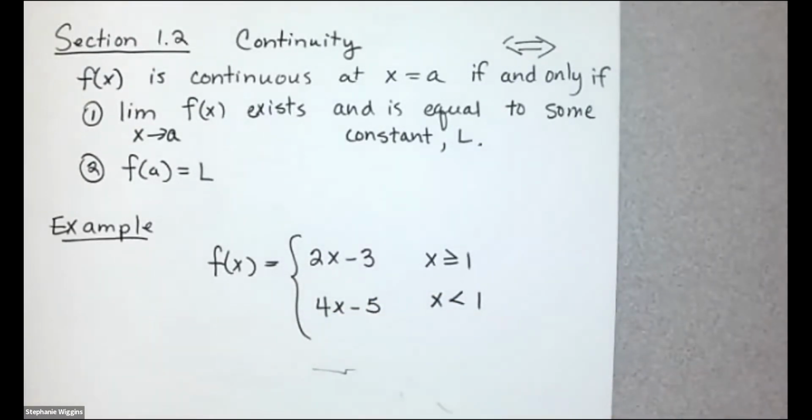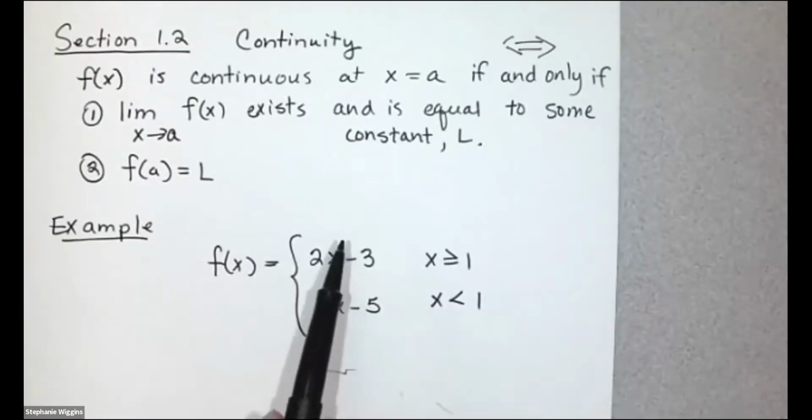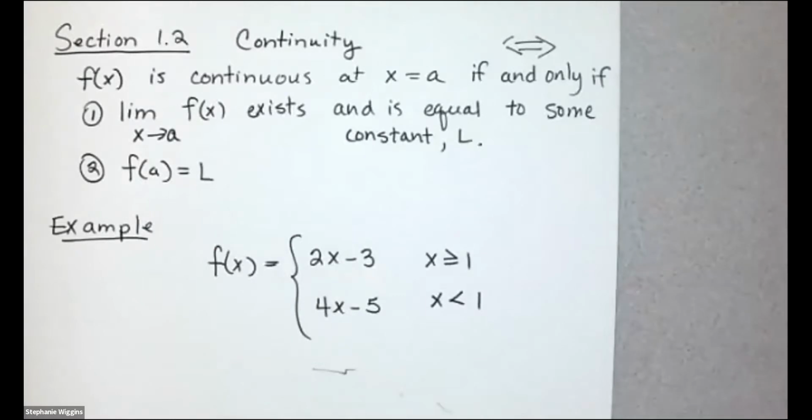Okay, so the question is, these are two linear functions, right? They both have slope. This one has slope 2, this one has slope 4, and they have intercepts of -3 and -5 respectively. So they're linear functions. That means you can draw a line without lifting your pencil. So independent of each other, outside of the context of this function defined piecewise, they are continuous functions.